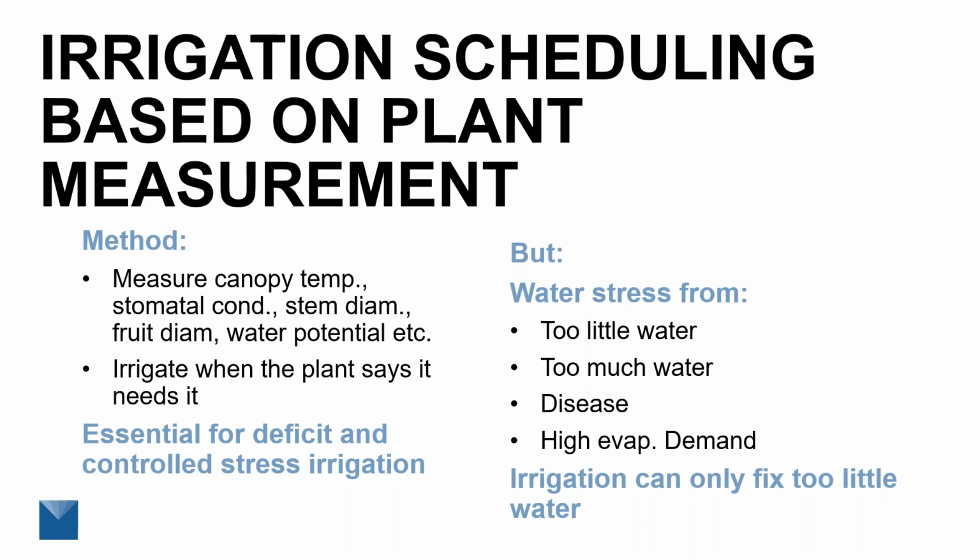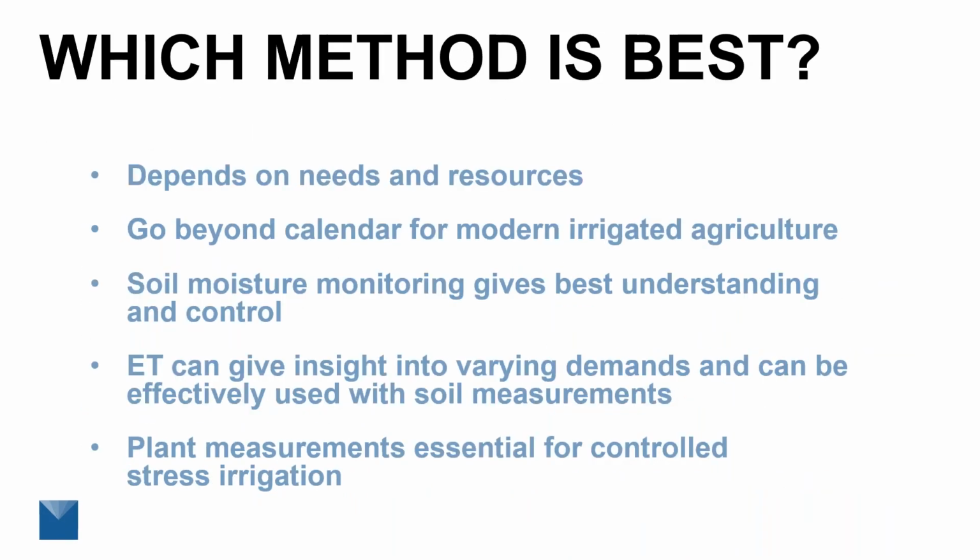This kind of a scheme is certainly better than irrigating by a calendar, but there are better ways to do it. So which of these methods is best? Again, we need to consider our goals. What are our objectives and our constraints? Now, hopefully the constraints wouldn't force us to use the calendar method. That would lead to problems pretty quickly.